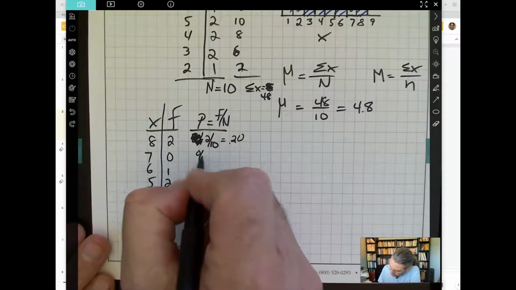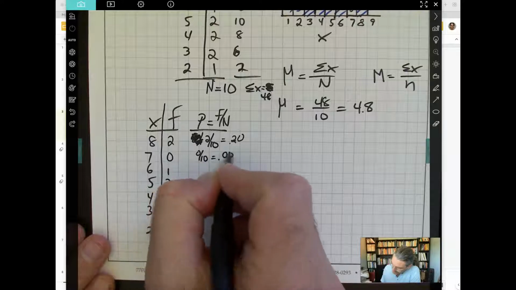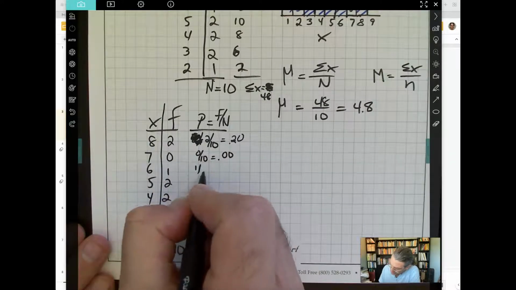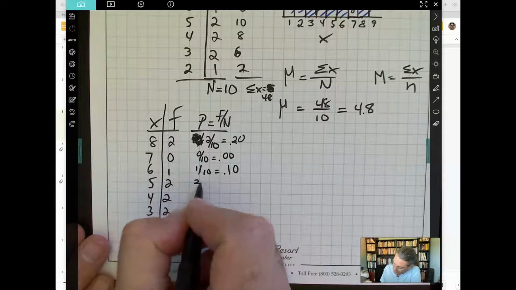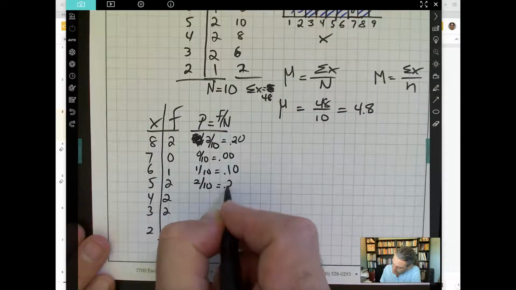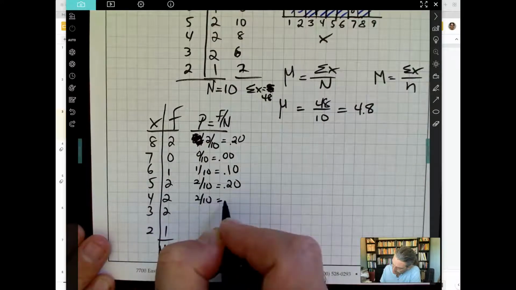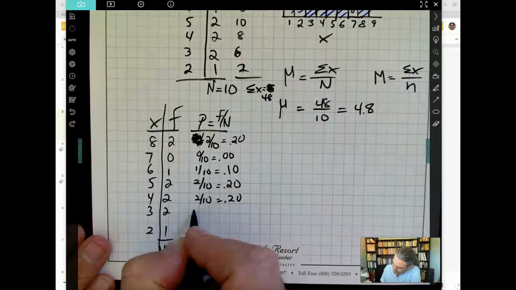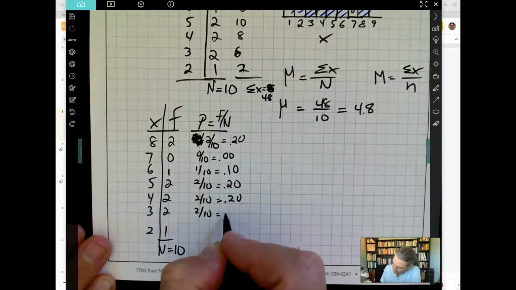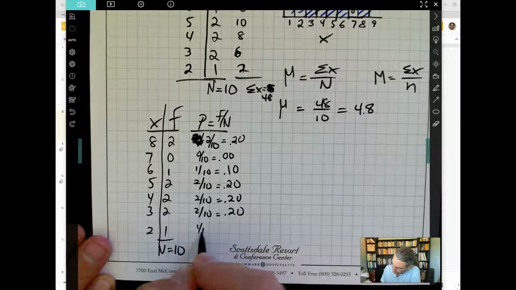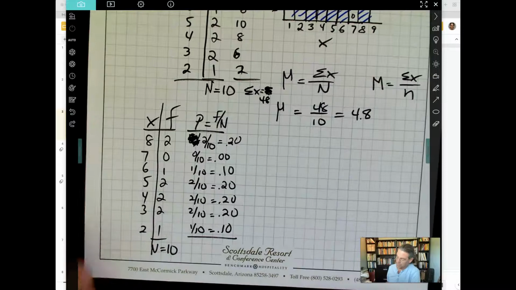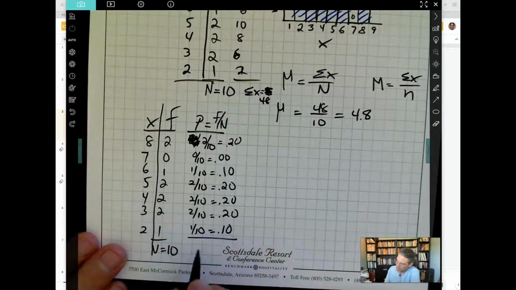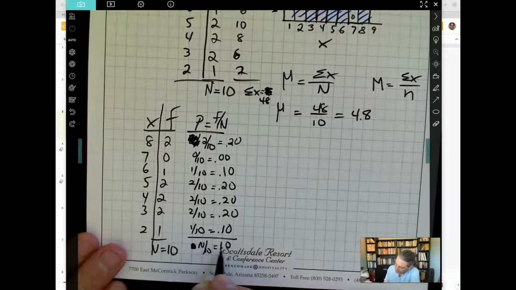You can see we have 0 over 10 or 0.00 for 7s. We have 1 over 10 or 0.10. We have 2 over 10 for the 5s or 0.20. 2 over 10 for the 4s or 0.20. 2 over 10 for the 3s or 0.20, and 1 over 10 or 0.10 for the 2s. Okay. One thing you can always do is check your work here. This should add up to 10/10 and 1.0.